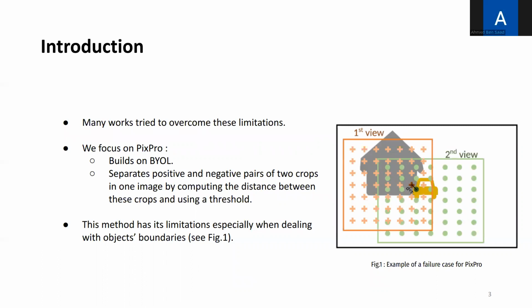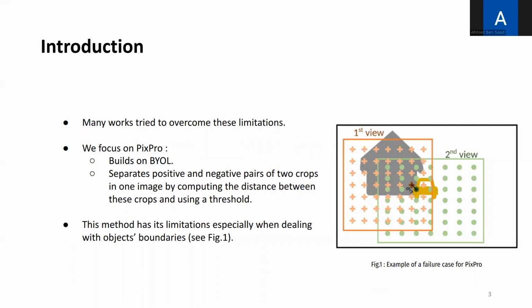One proposed solution to fix this issue is PixPro. The idea behind this method is to modify BYOL by adding a pixel-level task that uses the 2D distance between pixel-level features to determine the positive-negative pairs for the loss function. We believe that this method can be further improved.